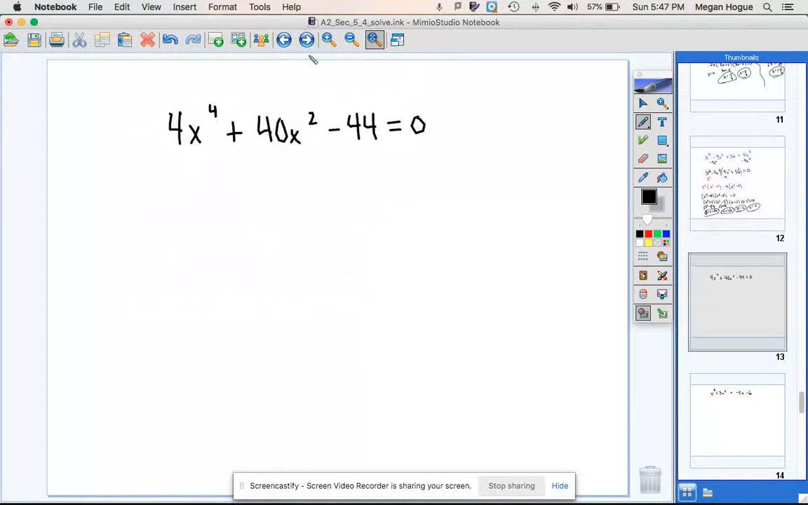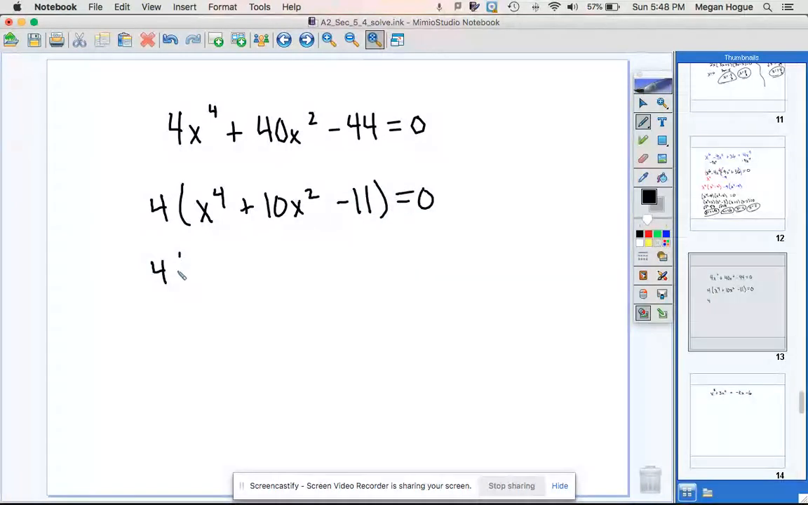Let's see if we can wrap this up with just 2 more problems. Let's do this one. Maybe give this one a shot on your own. Let's see, GCF. GCF is just 4. X to the 4th plus 10x squared minus 11 equals 0. So it's one of those x squared problems. Let's see, positive and negative. We want 11 and 1. We want 11 to be positive, 1 to be negative.